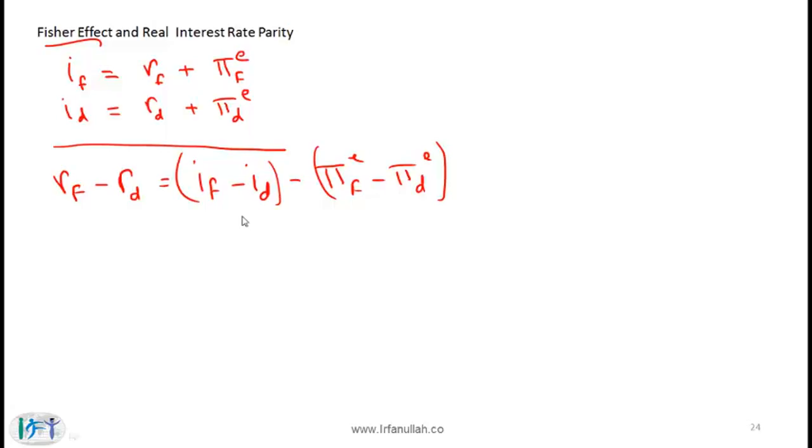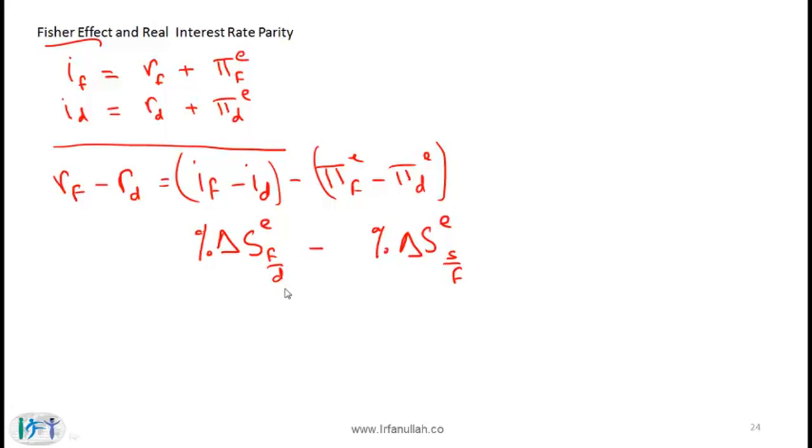Let's apply the concepts we have studied earlier. If uncovered interest rate parity holds, then we can say that the interest rate differential is the same as the percentage change in spot rate. So this is the expected change in the spot rate. If relative PPP or ex ante PPP holds, then the inflation differential is also going to give us the expected change in spot rate.